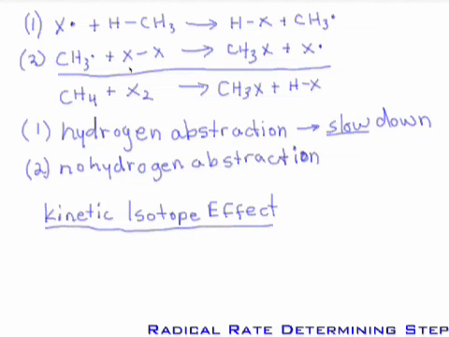However, if step 2 was a slow step, because there's no hydrogen abstraction involved in it, using hydrogen or deuterium, there would be no change in rate. We'd see no kinetic isotope effect. So kinetic isotope effect is a slowdown, you see, because of going from hydrogen to deuterium. If there's no change, there's no kinetic isotope effect. Why would there be no kinetic isotope effect in step 2? Because step 2 doesn't pull off hydrogen.